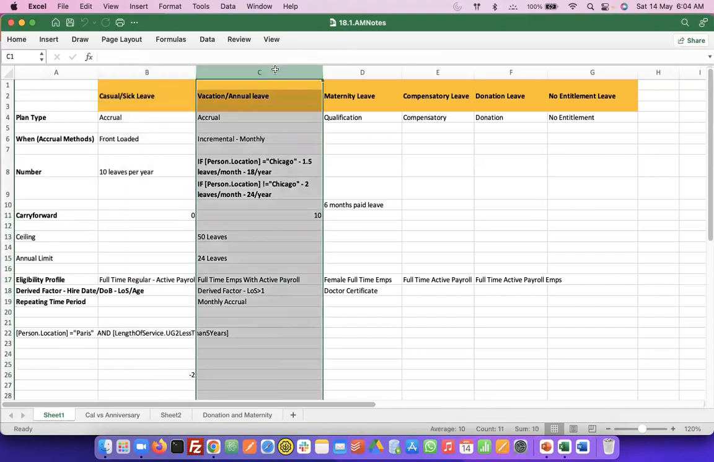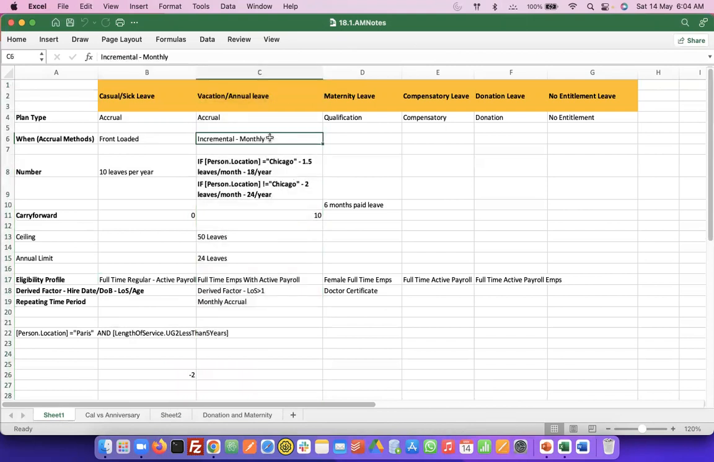And similarly for annual leave, they might say accrue leaves on a monthly basis, don't front load them at the beginning of the year. And again, they might say that the number of leaves assigned to employees should change based on a person's profile, which could be based on person grade, position, job, or location. You also have an option to mention the carry forward limits. Ceiling is the total number of leaves an employee can hold across the years. And you also have an option to put in an annual limit as well.